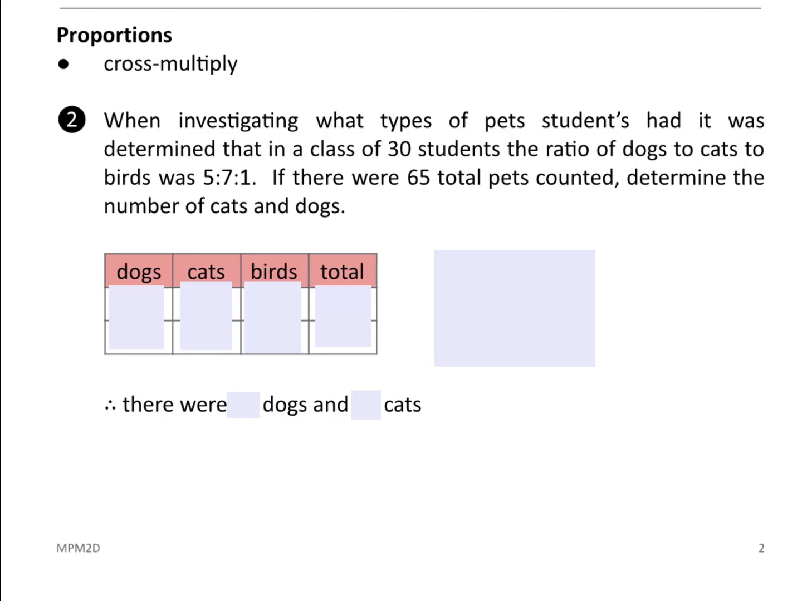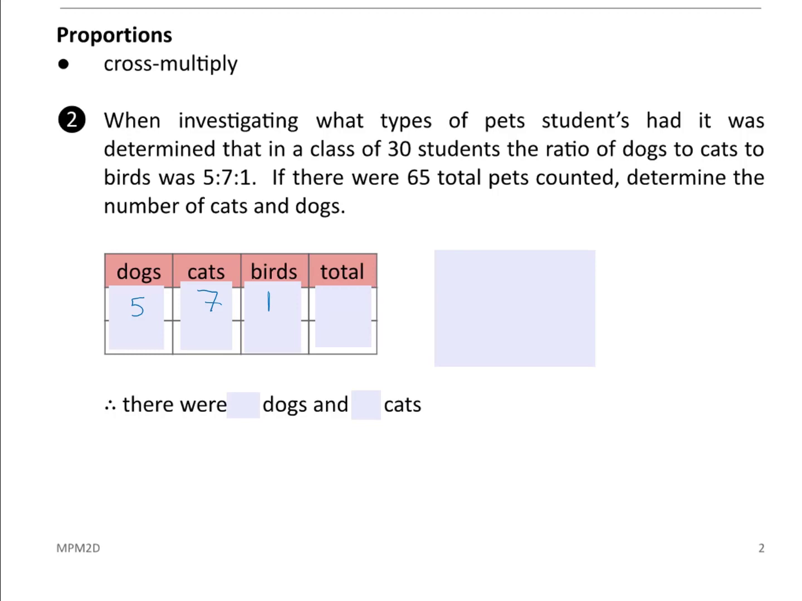Let's just set it up. We know there was 5 dogs because that was the first number and the first thing said. Then cats, so that would be 7 here. And then 1 bird. Now for the total, this is where this question gets a little tricky. It says 65 pets total were counted.